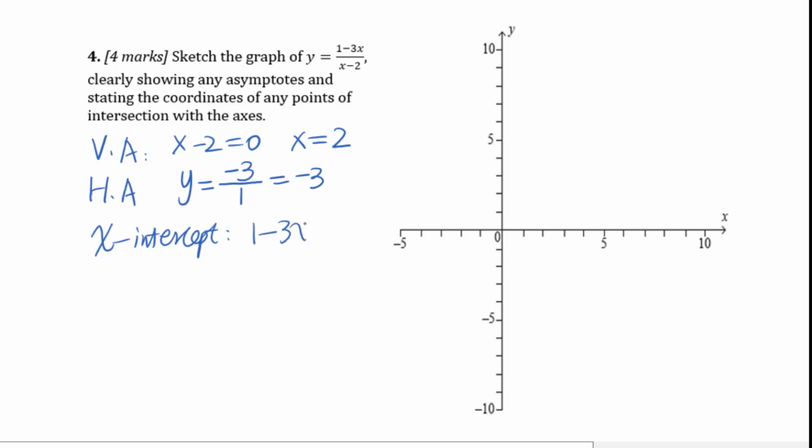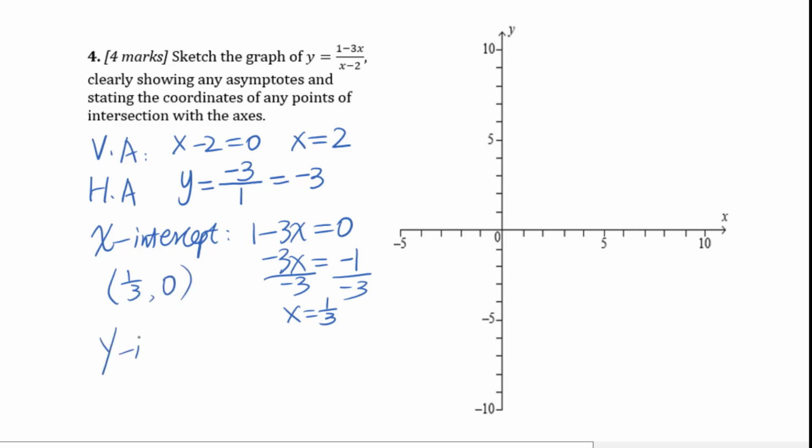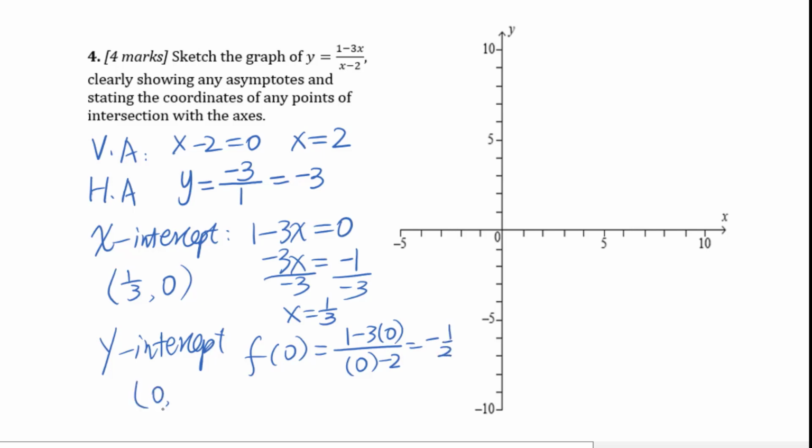For the x-intercept, we will make the numerator equal 0. 1 minus 3x equals 0. Negative 3x equals negative 1, divided by negative 3. X equals 1 over 3. So 1 over 3, 0 is an x-intercept. For the y-intercept, f of 0 equals 1 minus 3 times 0 over 0 minus 2 equals negative 1 over 2. So we have 0, negative 1 over 2 as a y-intercept.